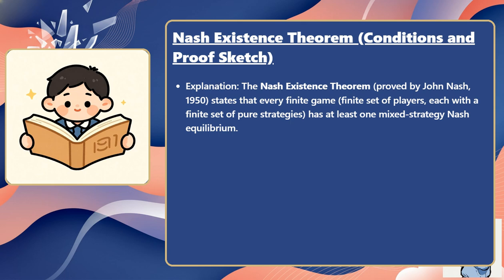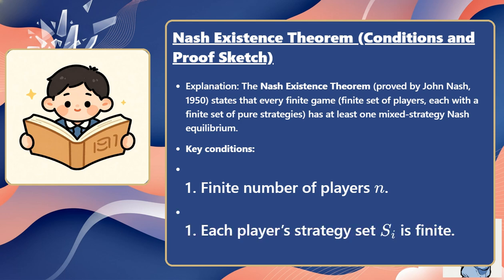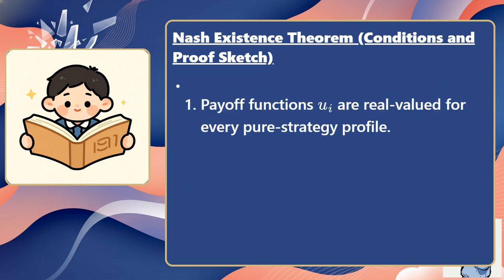Explanation: the Nash existence theorem, proved by John Nash, 1950, states that every finite game, finite set of players, each with a finite set of pure strategies, has at least one mixed strategy Nash equilibrium. Key conditions: 1. Finite number of players. 2. Each player's strategy set S_i is finite. 3. Payoff functions U_i are real valued for every pure strategy profile.